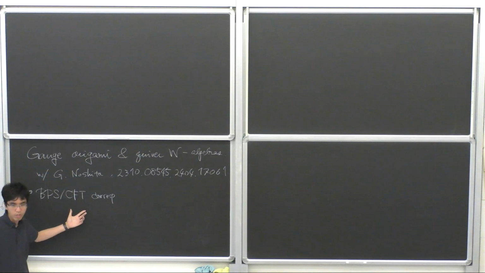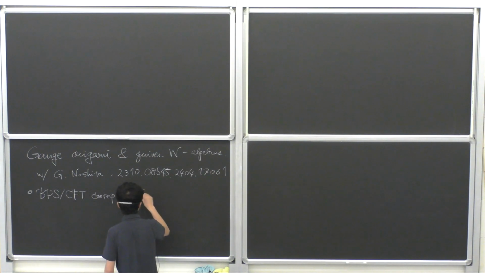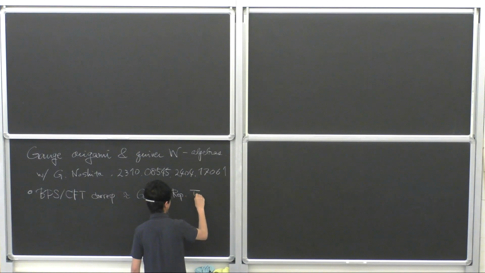More precisely, we have BPS objects or BPS operators in a supersymmetric gauge theory and also string theory or M theory, and they correspond to certain operators, typically vertex operators. This is physics language, but mathematically this may be interpreted as a consequence of geometric representation theory.